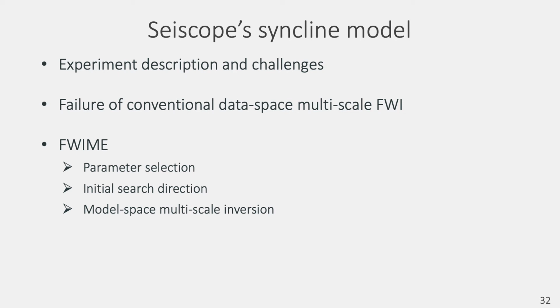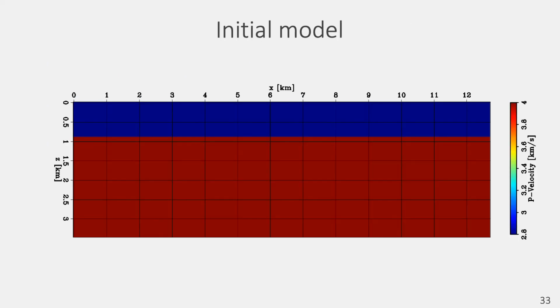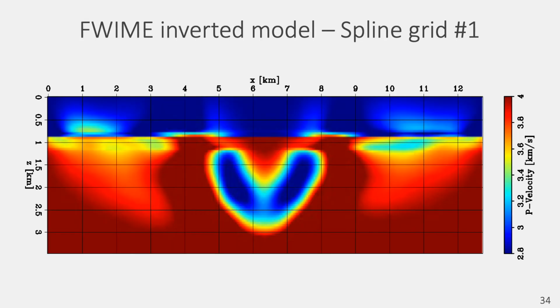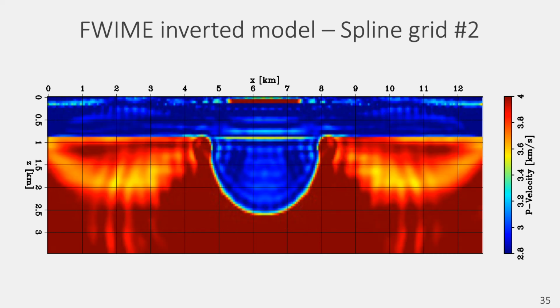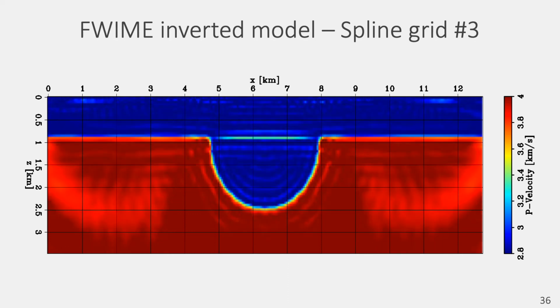Okay, now we're going to show you the inverted models coming from our model space multiscale inversion. This is the initial model. This is the FWIME inverted model after spline grid 1. This is the FWIME inverted model after spline grid 2. And this is our last FWIME inverted model on spline 3, which coincides with the finite difference grid.